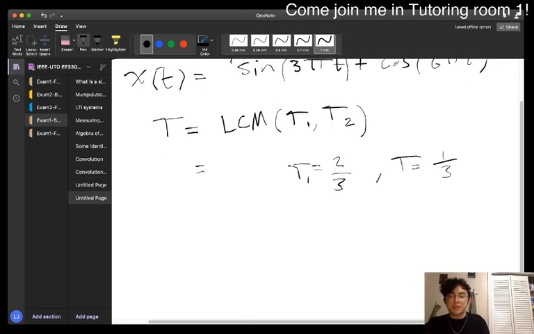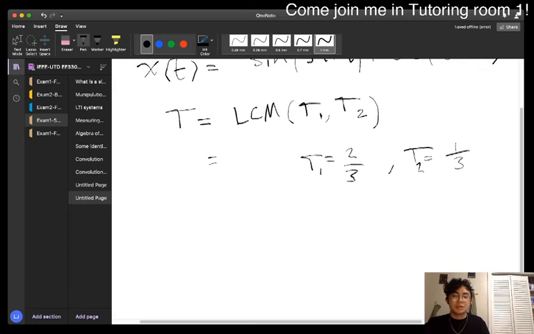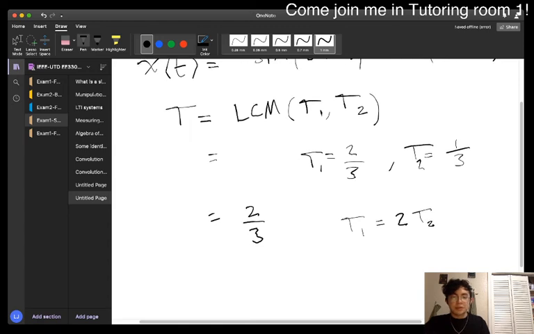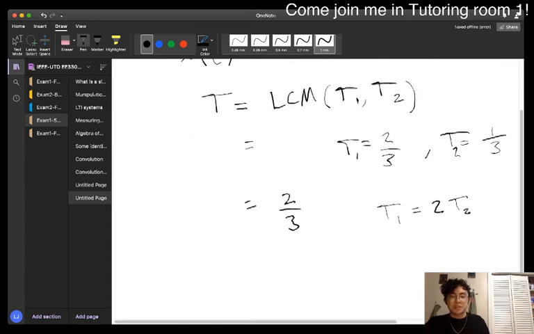So now the least common multiple of these two is going to be 1/3. Wait, the least common multiple. No, it's going to be 2/3, because notice that T1 is equal to 2 times T2. Yeah, so that's our period for this sum of sinusoids here.